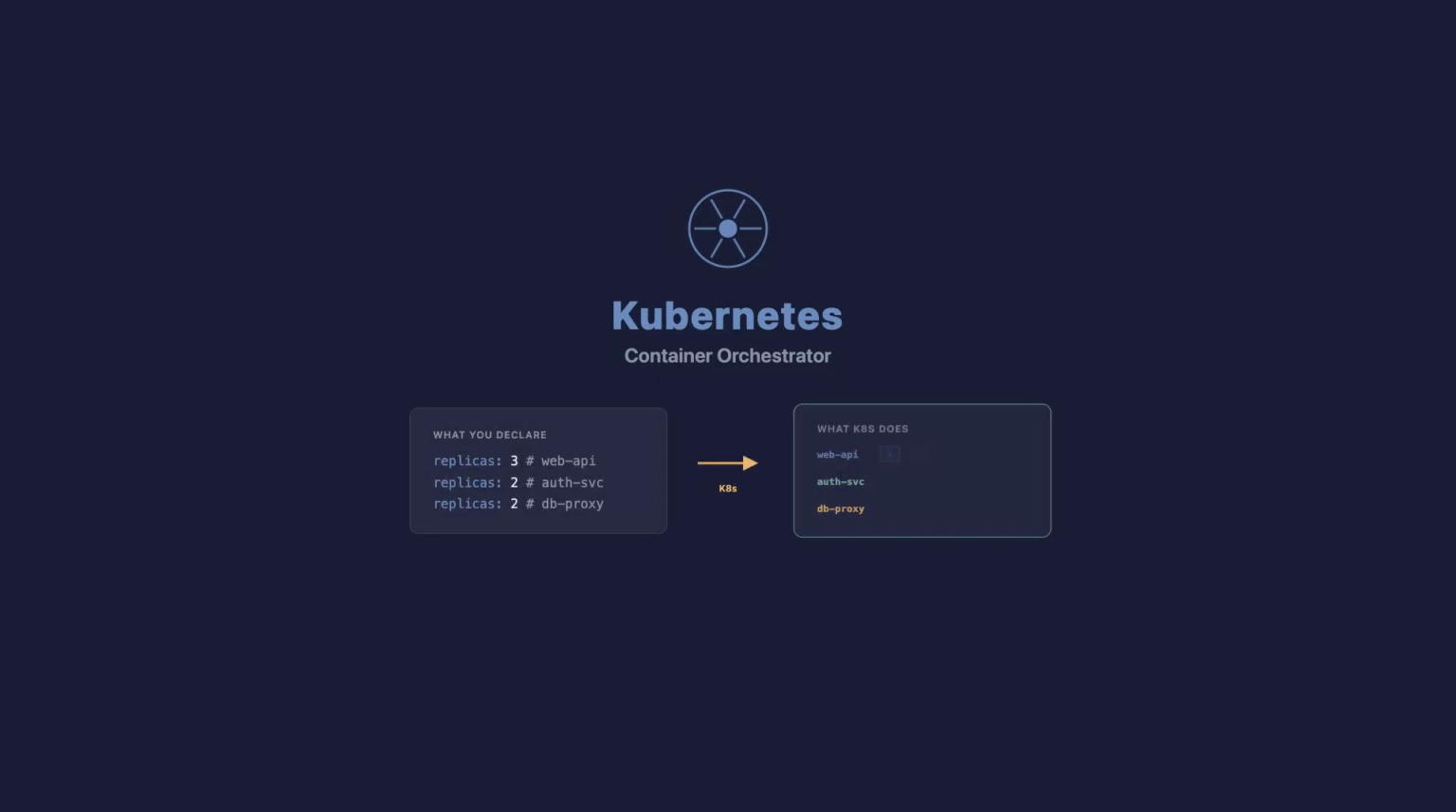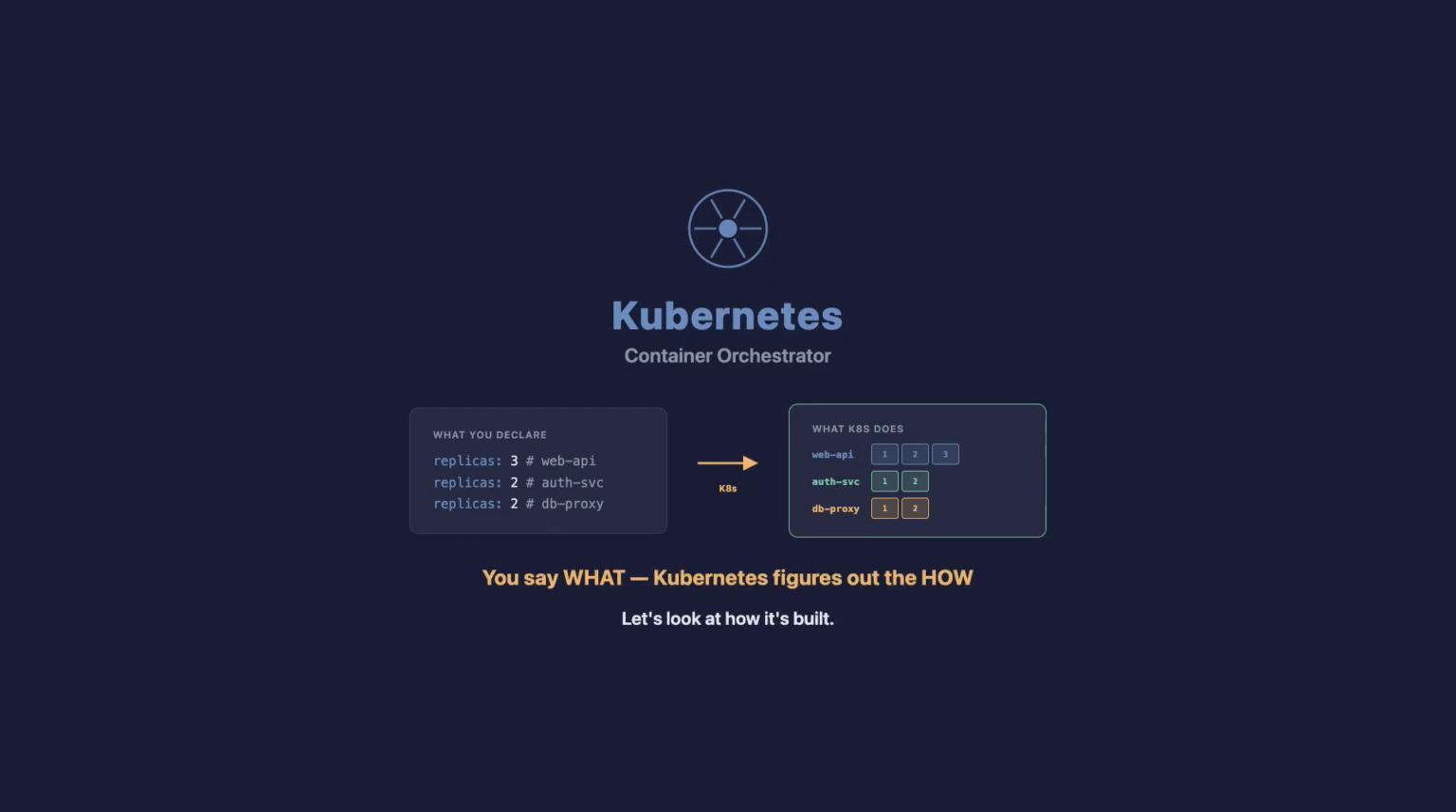This is exactly the problem Kubernetes solves. It's a container orchestrator. You tell it what you want, 3 replicas of this service, 2 of that one, and Kubernetes figures out the how. Let's look at how it's built.